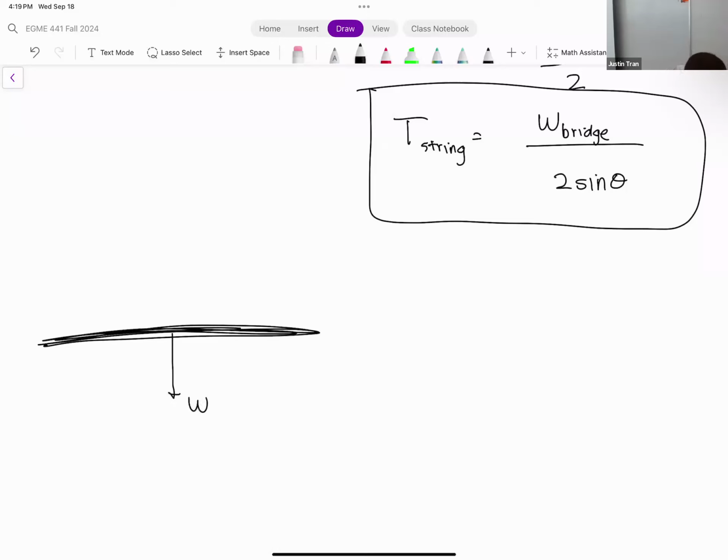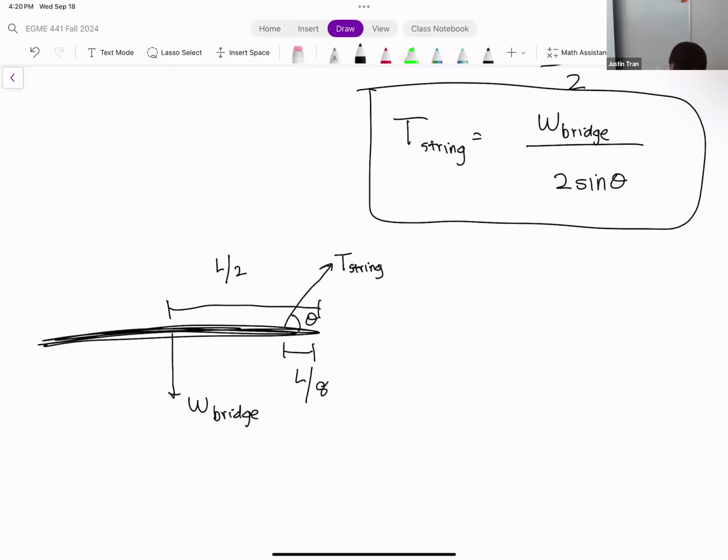Just like before, we have the weight of the bridge coming down. We'll say that distance there is L over 2. But this time, let's say that our drawstring is attached almost right at the base. And we have an angle theta there. Let's say that this distance is L over 8. So it's only 1/8 down the distance of the bridge.